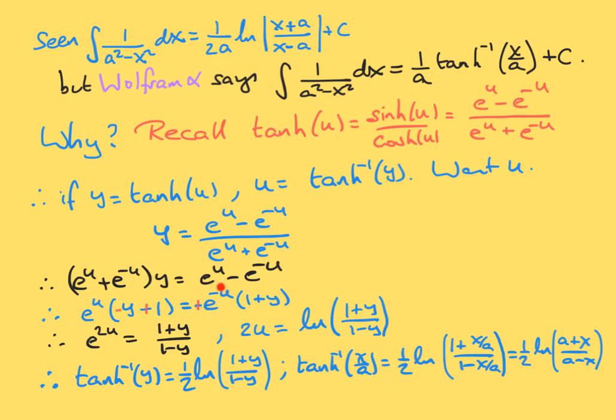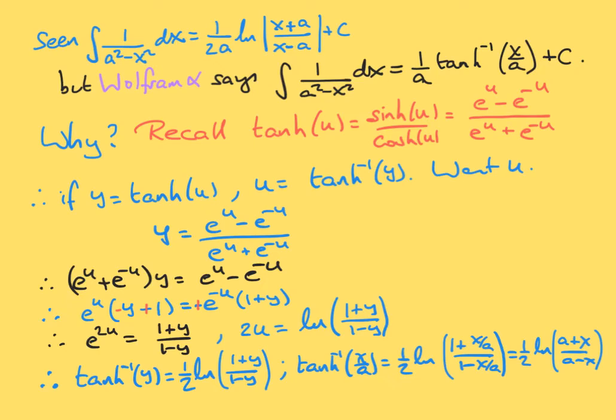This means 1 divided by e to the u. So if we just multiply both sides by e to the u, here we're going to get e to the 2u, and here that will cancel. And then we're going to divide both sides by this, but I don't want to divide it by minus y plus 1. That's ugly. I'm going to write it more attractively as 1 minus y on the bottom. So we have 1 plus y over 1 minus y. And this has just been algebra.